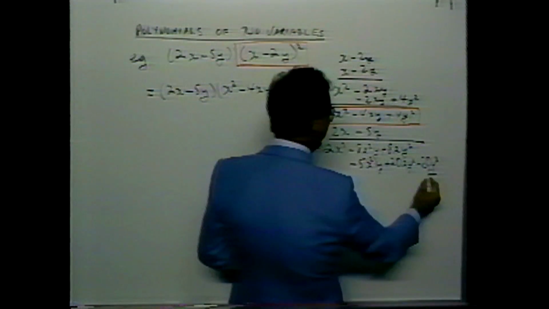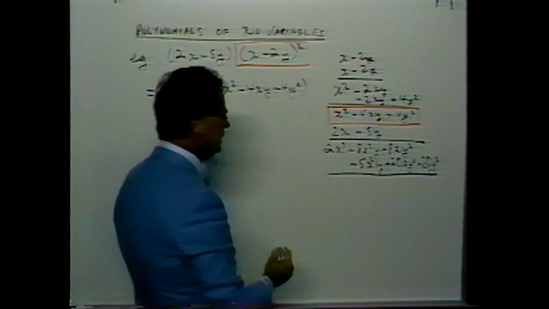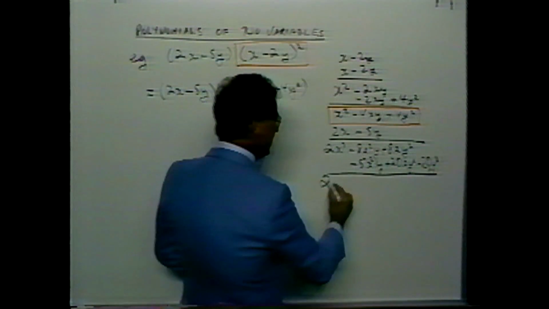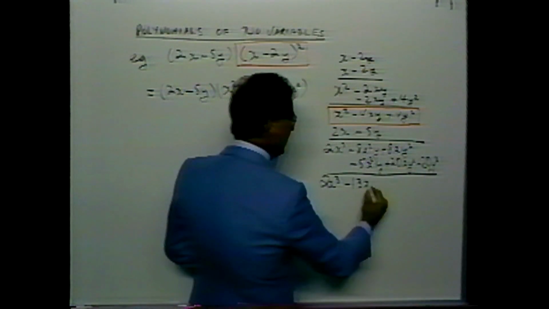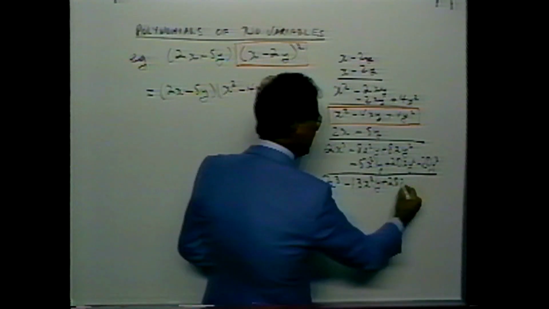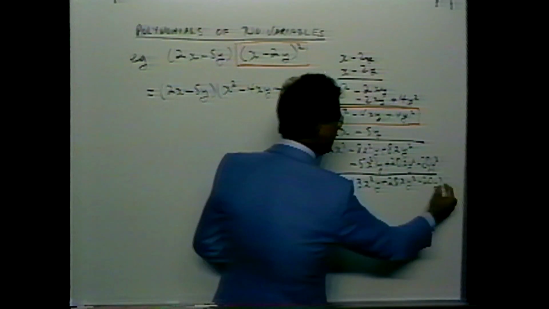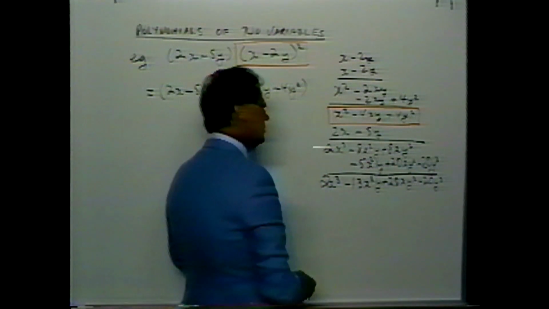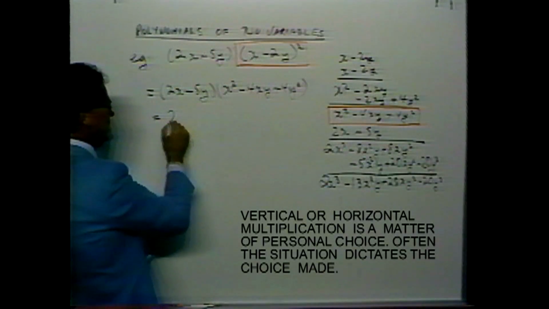and finally minus 20y cubed. Those partial products are now added, and we have 2x cubed minus 13x squared y plus 28xy squared minus 20y cubed. All these terms fall neatly into place. And so that is the final answer.